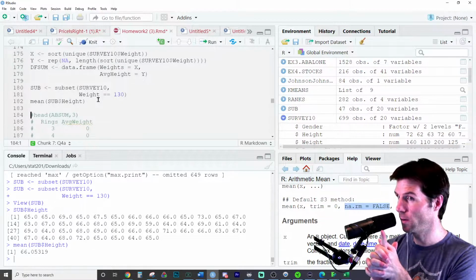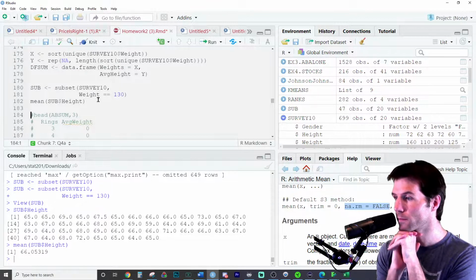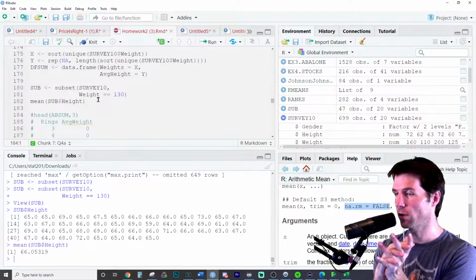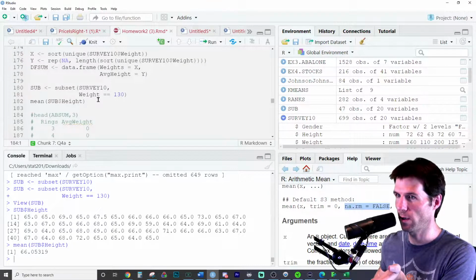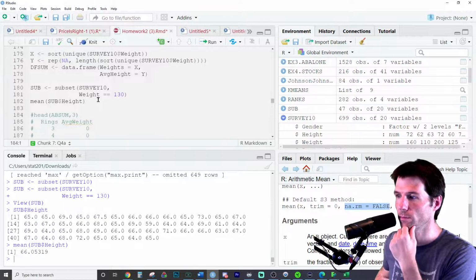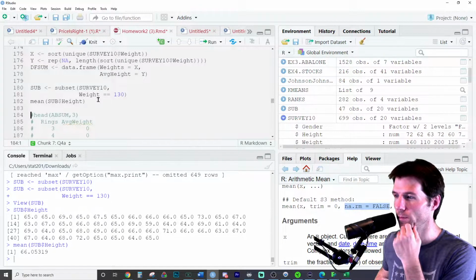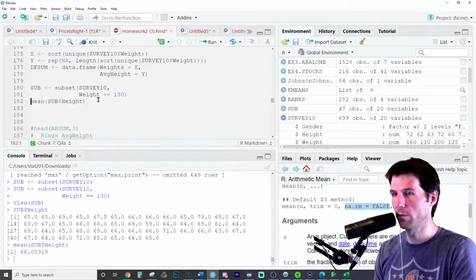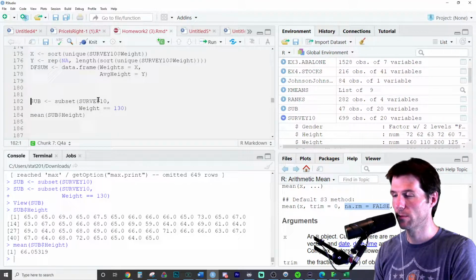So now, let's think about this. What's going to change every time we run this code? Every time we run this code, what is going to change right here? Like what value of this code would change?